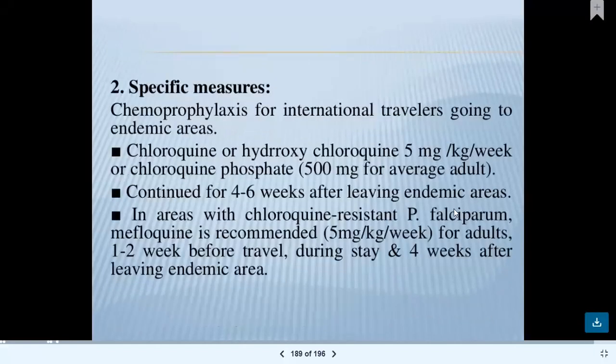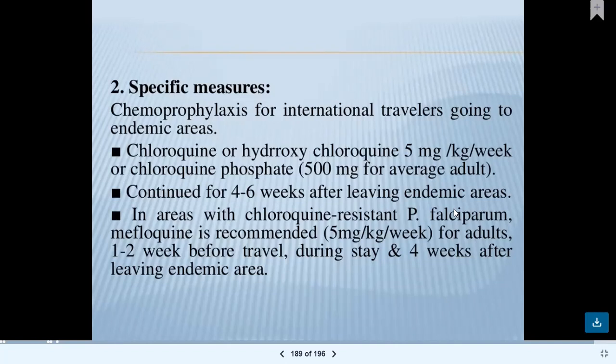If we talk about the measures that must be taken: chemoprophylaxis for international travelers going to endemic areas. Chloroquine or hydroxychloroquine 5 mg per kg per week, or chloroquine phosphate, that is 500 mg for the average adult, must be given to the patients, continued for 4 to 6 weeks after leaving the endemic area.